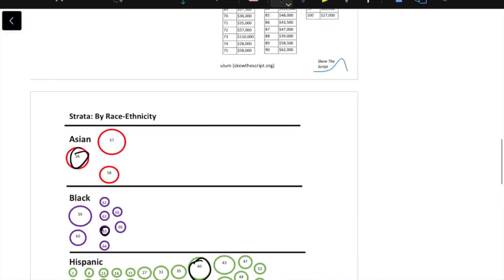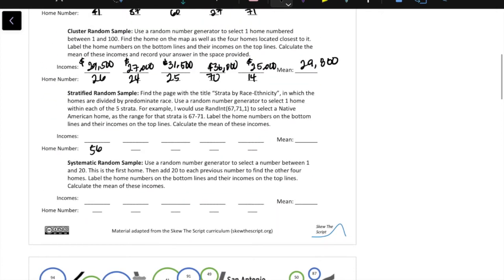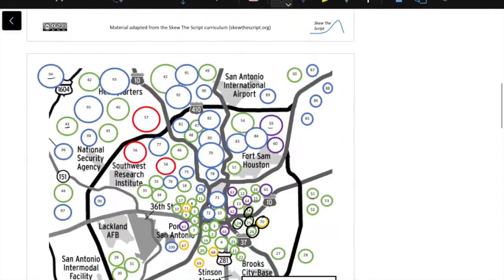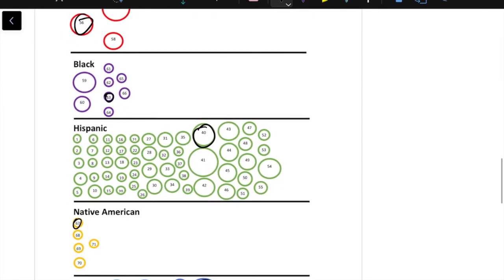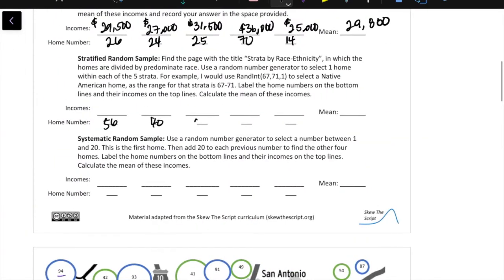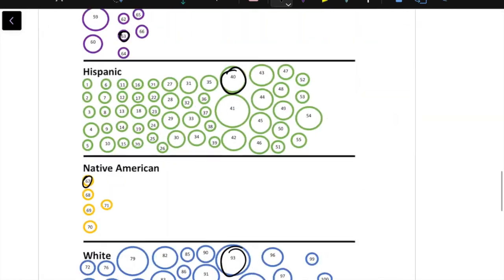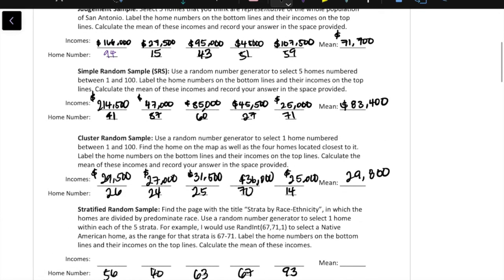Okay, so I'm going to go ahead and write all these down so I can find the pricing. So we have 56, 40, 63, 67, and 93. I'm going to go ahead and write these in so that y'all can see what the housing prices are.